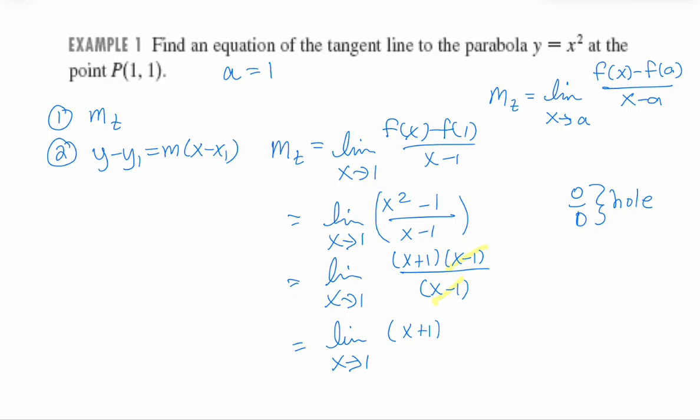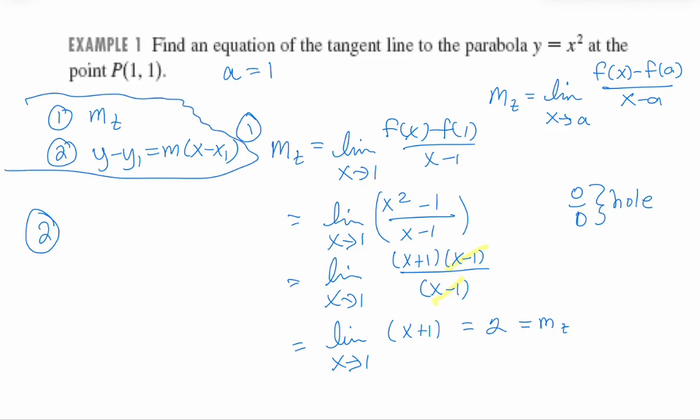So if we plug in 1, we get 2. That's just a linear function. We are allowed to use direct substitution on any kind of polynomial like that. So the answer is 2. Now, what is that? That's our slope. So we have finished step 1. Now over here, let's do step 2. So step 2, we know our slope is 2. Our point is 1, 1.